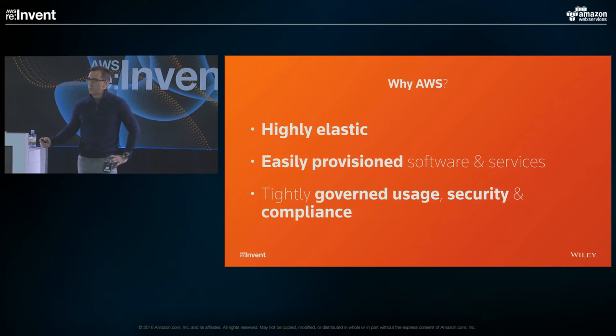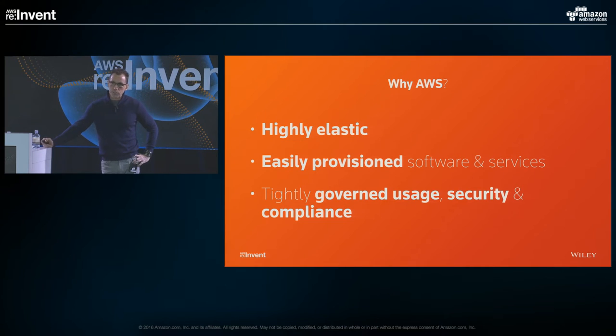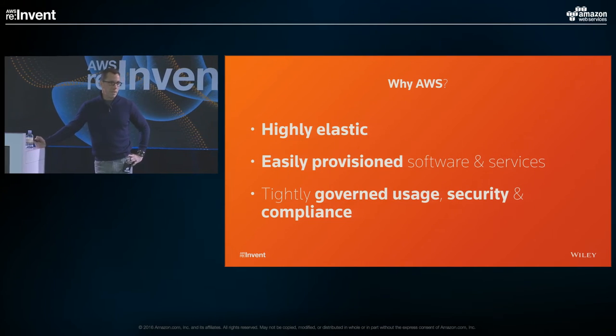Many of our products, like Wiley Plus for higher education, have seasonal peaks and troughs. Very high demand at the beginning of a semester, not so much in the summer. So we can use AWS to mirror those demands. Since we're building all of our new applications on AWS, we need to be able to provision software and products quickly, like Couchbase, Jenkins, Ansible. And we use Service Catalog to tightly govern usage, security, and compliance.